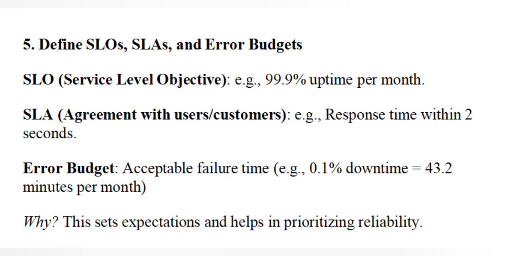The next activity could be defining SLOs, SLAs, and error budgets. SLO is service level objective, for example 99.9% uptime per month. SLA is an agreement with users or customers, for example response time within 2 seconds. Then error budget, which is acceptable failure time, for example 0.1% downtime, which is equal to 43.2 minutes per month. Why is this required? This sets expectations and helps in prioritizing reliability. So these are also defined.